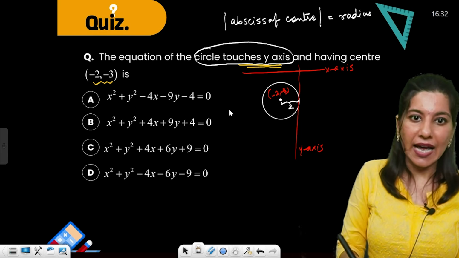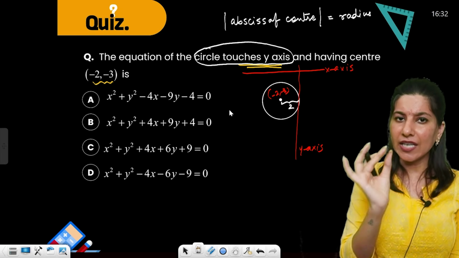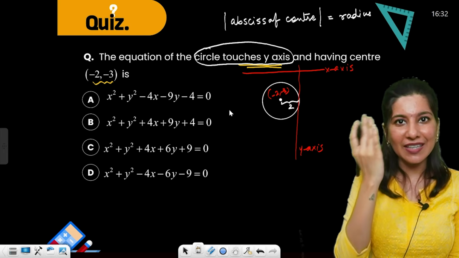And no need to remember. If your observation skills are on point, if you can just take that distance, then no need to remember. You can plot it, you can understand it.